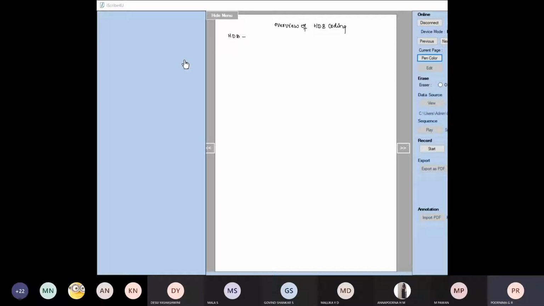HDB coding is nothing but high density bipolar coding. Students, this high density bipolar coding is also, in short, represented as HDB coding. Coding or signaling, it is one and the same. Why are we using this type of coding? First, let us discuss, and then we'll go for the problems to solve using this particular coding technique.